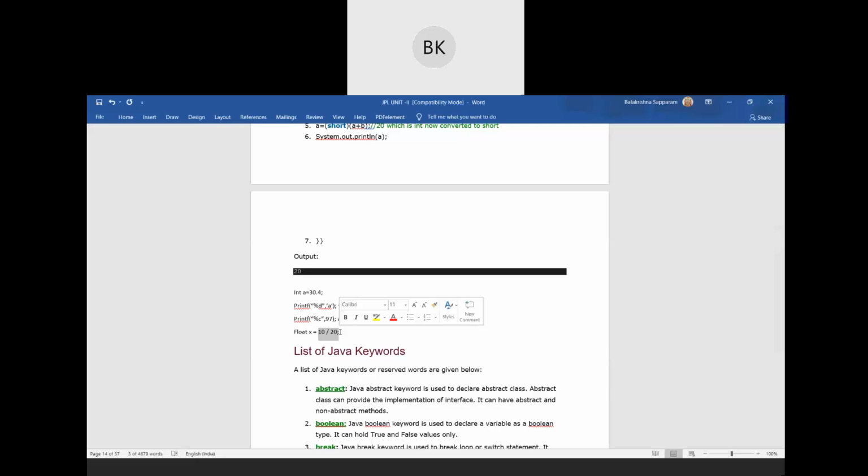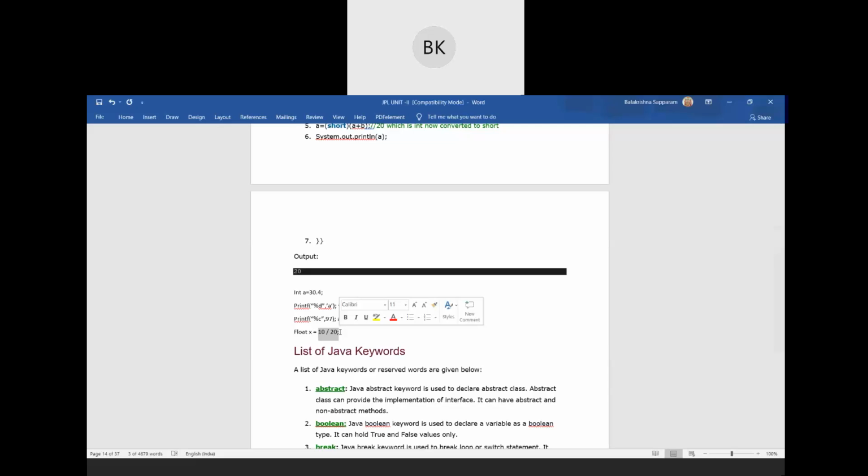The system cannot do it. If it were done by the system, what's the x value? 0.5. That means that is not converted by the system. That is not implicit conversion. That is explicit conversion. You have to say to the compiler, here I am writing this is the 10.